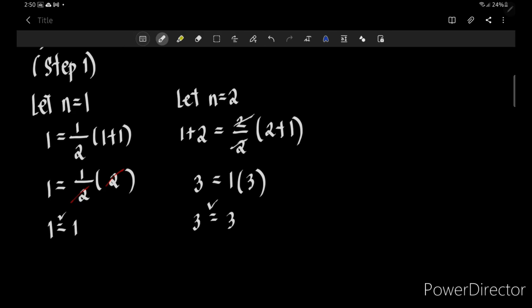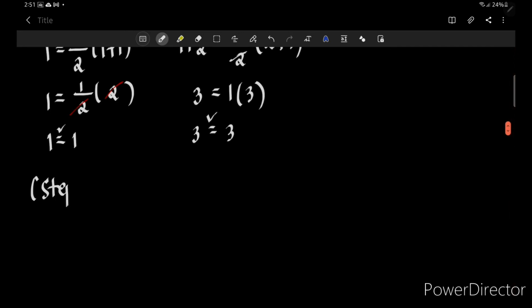Ngayon, pwede nyo i-verify na ito rin ay totoo at n is equal to 3, at n is equal to 4, at n is equal to 5. Kaya lang, medyo matatagalan tayo kapag inisa-isa natin sila. Diba? Since napakarami ng natural numbers, kaya gagamit tayo ng step 2.